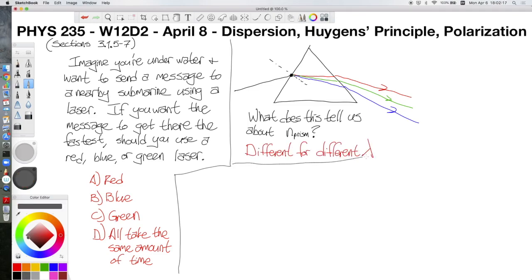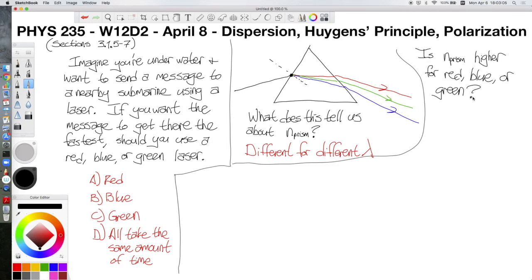So with this hint in mind, I want you all to think through this problem and take another guess. See if it's the same one as your first guess. See if you're more confident in your answer this time around. The next question I want you to consider is which index of refraction is higher in the prism, the red, the blue, or the green? Take a moment to think through this.